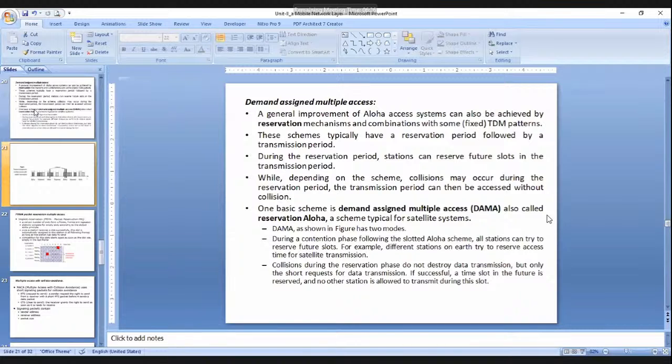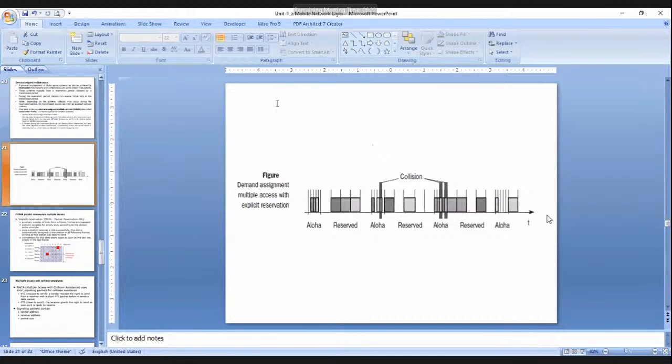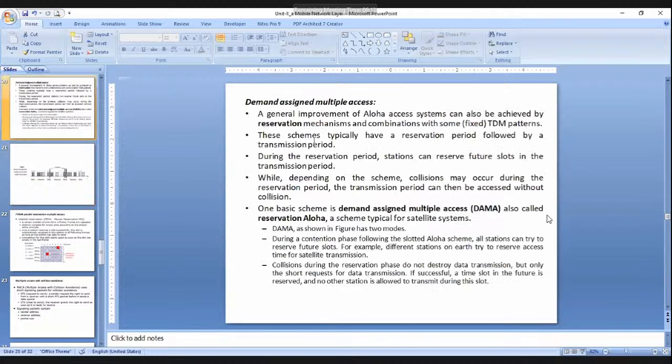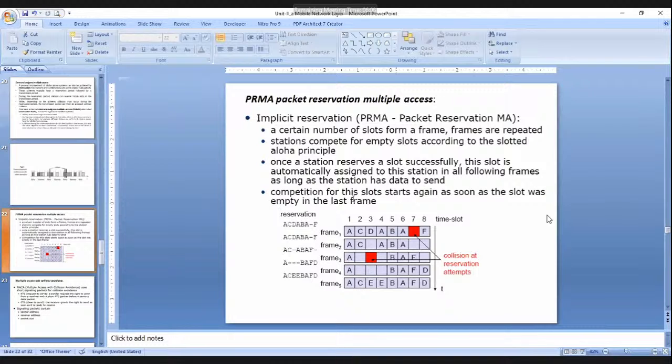Then you have PRMA, that is packet reservation multiple access. So it's a kind of implicit reservation. A certain number of slots form a frame. Frames are repeated. So that means how a packet will be made: a packet with a certain number of frames which are integrated. He just added some data frames which are integrated to form a packet.